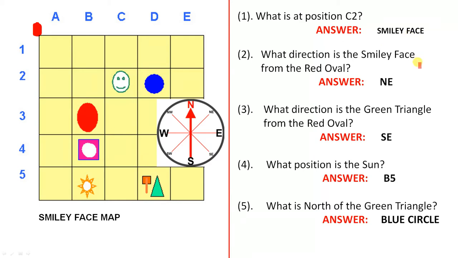What direction is the smiley face from the red oval? So there's the red oval, there's the smiley face. If we're moving in that direction there, it's northeast. What direction is the green triangle from the red oval? Okay, so from the red oval, there is the green triangle. If you move in that direction there, that is southeast.